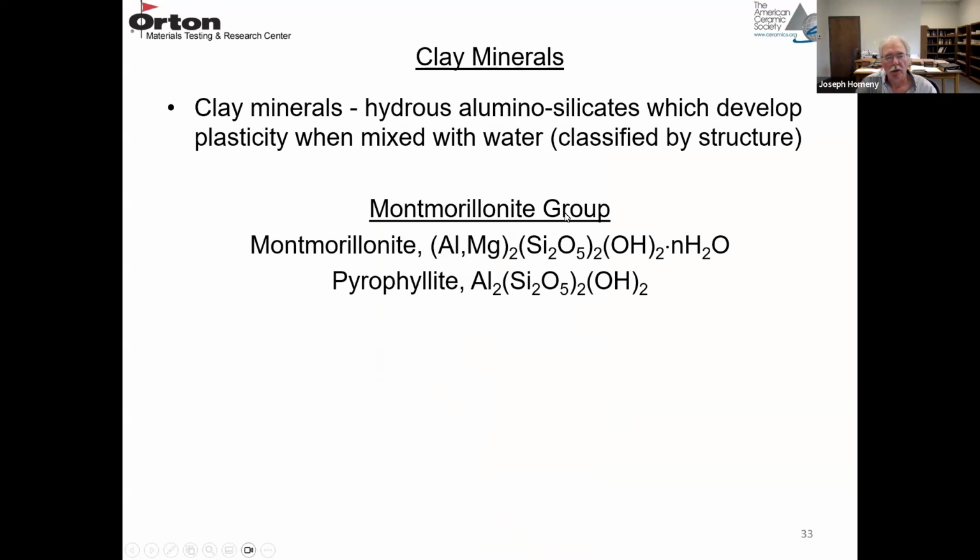There's a montmorillonite group, and now there's some substitutions into the structure. There's some magnesium substituted for aluminum in montmorillonite, plus there's additional H2O groups, and pyrophyllite is Al2Si4O10(OH)2. It's basically a different layer structure from kaolinite.